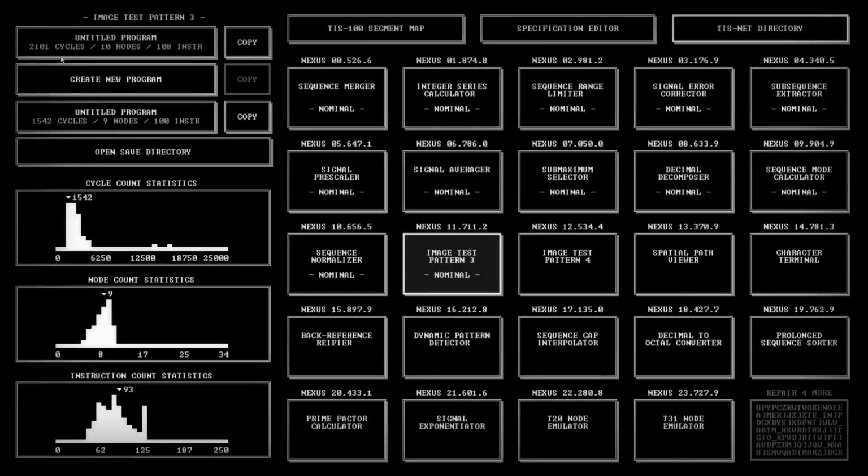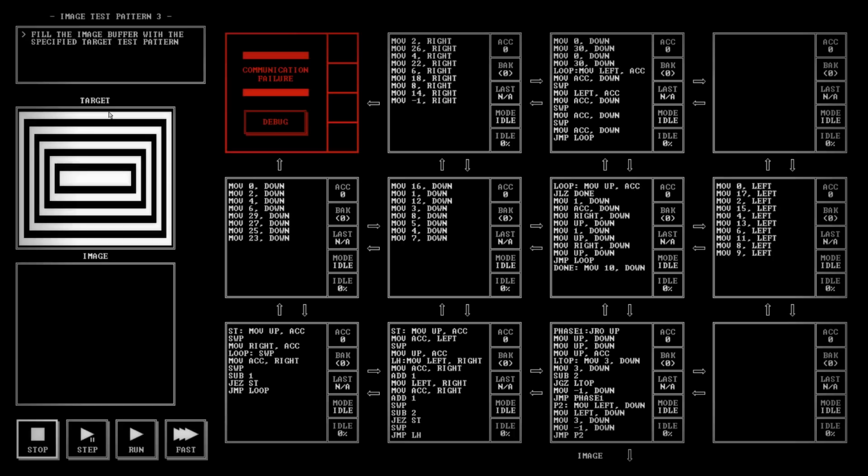So I got it down from 2101 cycles to 1542, so I cut it down by 2/3. And I think I can more or less prove that this is basically as optimal as you can possibly get it with the overall architecture I'm using for this.